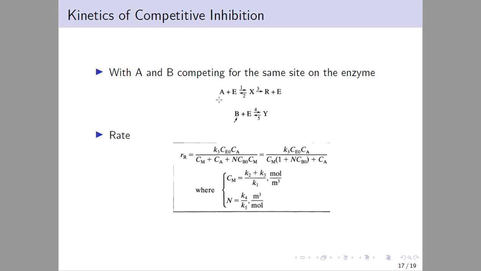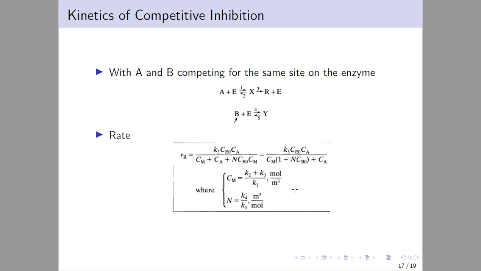So here, if A and B are mixed with enzyme, it will produce the product R, but B with enzyme will produce another product, Y. If we solve these equations, we get the rate of reaction equal to K3 CE0 CA over CM. CE0 is the initial concentration of the enzyme, CA is the initial concentration of A, M is the speed of this reaction rate, and N is equal to K4 over K1.